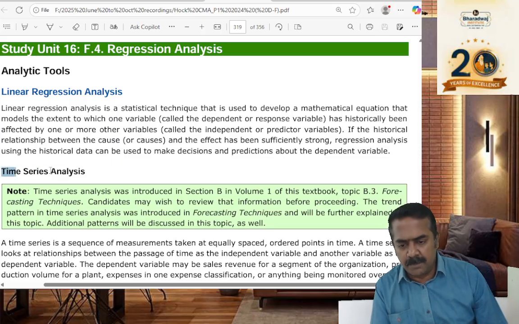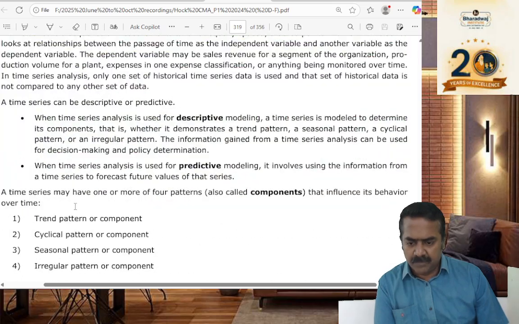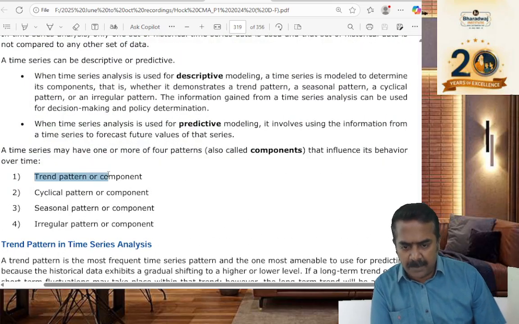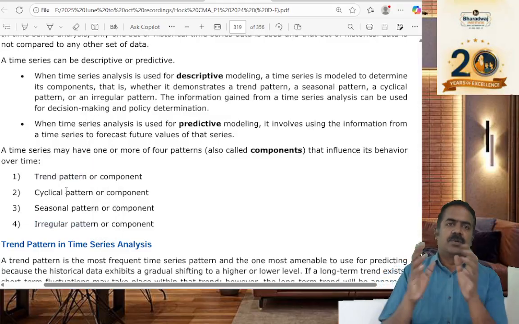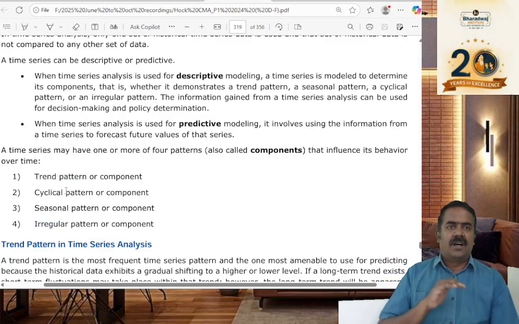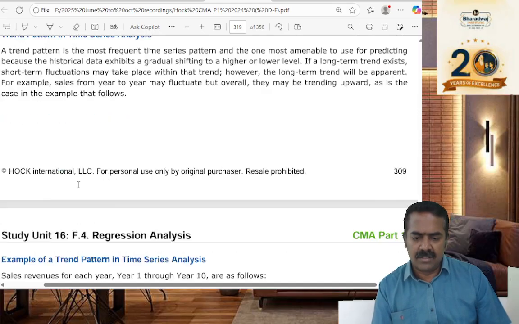So for that, what is important is analyzing the time series, where you have to see the trend pattern, cyclical pattern, seasonal pattern, or what? Irregular pattern. What is the trend pattern? Let us look at the stock markets in the world. Are they overall increasing or reducing? Overall increasing. There may be ups and downs in between, but overall the trend will be what? Increasing.